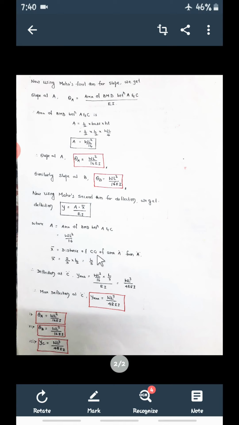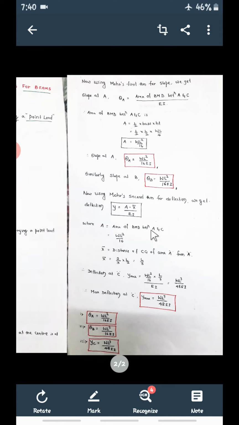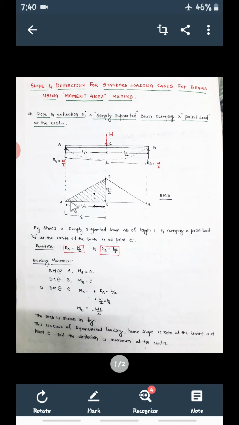Distance of the centroid, or center of gravity, of the area from A, support A. Now see, this is the area. There is a centroid here. We already know how the centroid of a triangle is calculated.